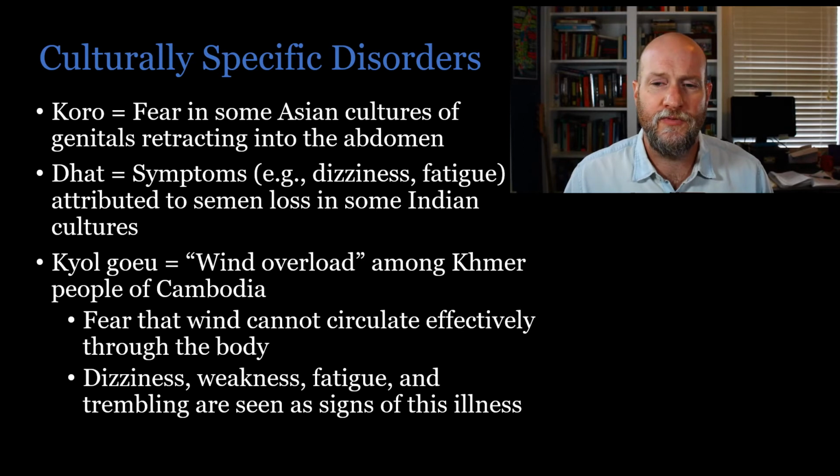Another we'd mentioned before, which is a very distinct subset amongst the Khmer culture in Cambodia, is Kyol Goeu, which I'm sure I'm mispronouncing again. I apologize. It literally means wind overload. We mentioned this in a previous chapter, and this is the fear that the wind cannot circulate effectively through the body, and it tends to manifest itself through dizziness, weakness, fatigue, and trembling, which are seen as signs of this illness. So these are just cultural examples of how these things get defined within a specific culture, as opposed to the more general diagnostic criteria set down in the DSM.